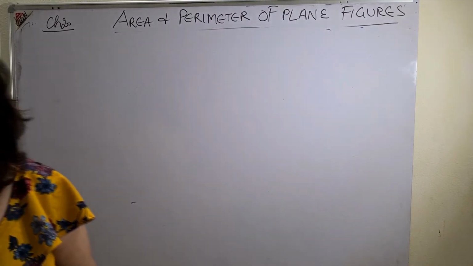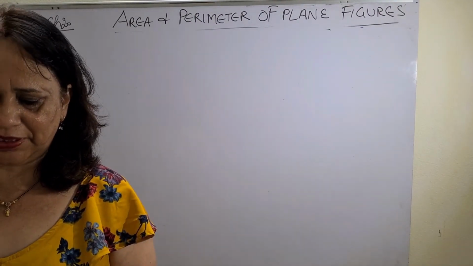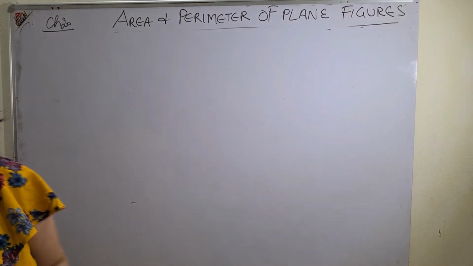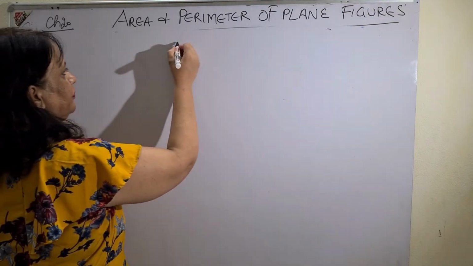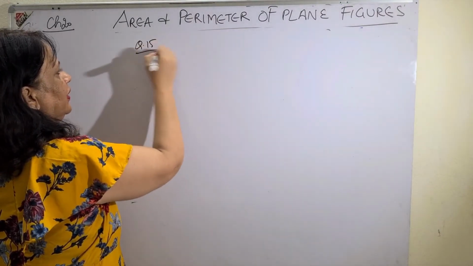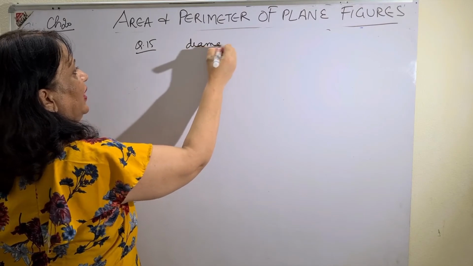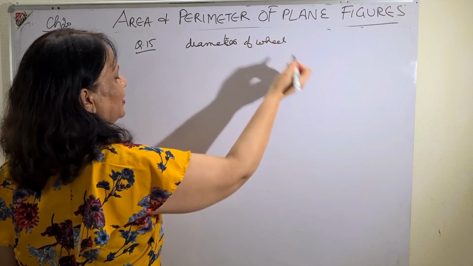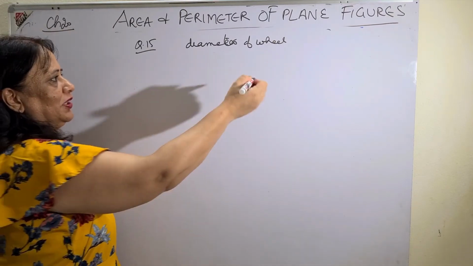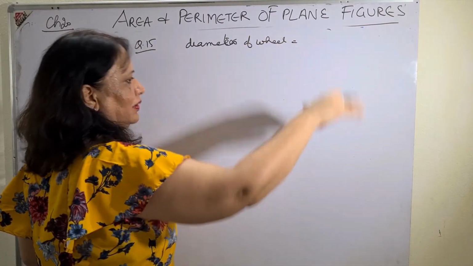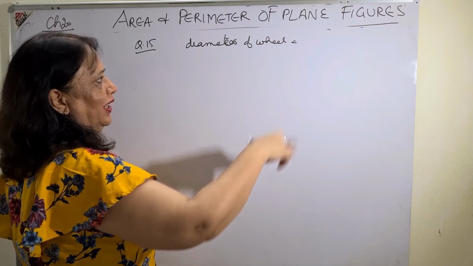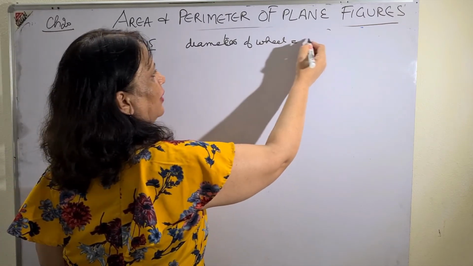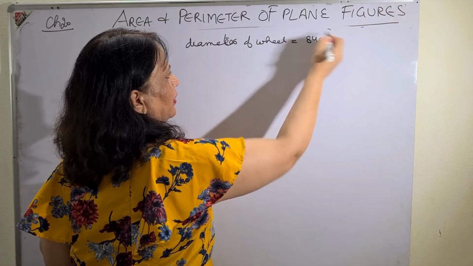Then come to the 15th sum of the same exercise. A wheel has diameter 84 centimeter. Question number 15. Diameter of the wheel. I think you know this word. Wheel means wheel of a car, or tire in Hindi you can say. And its diameter is given to be 84 centimeter.